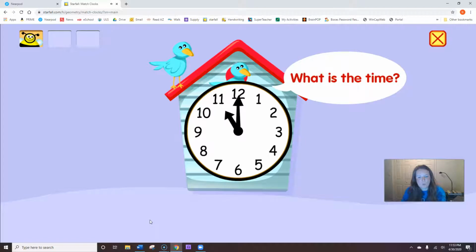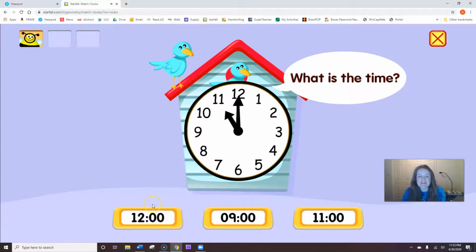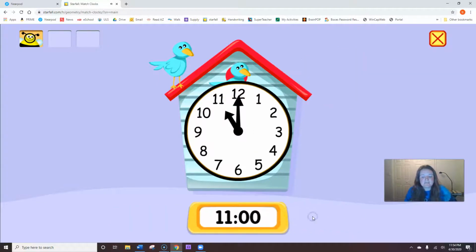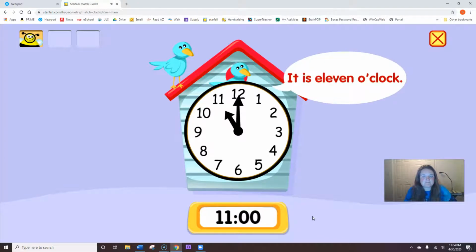What is the time? Okay, first we look at the little hand. The little hand is pointed right at this 11 right here. So it's not 12, not 9, it's 11. And o'clock means that the big hand is pointed right at the 12. So this shows 11 o'clock. Well done. It is 11 o'clock.